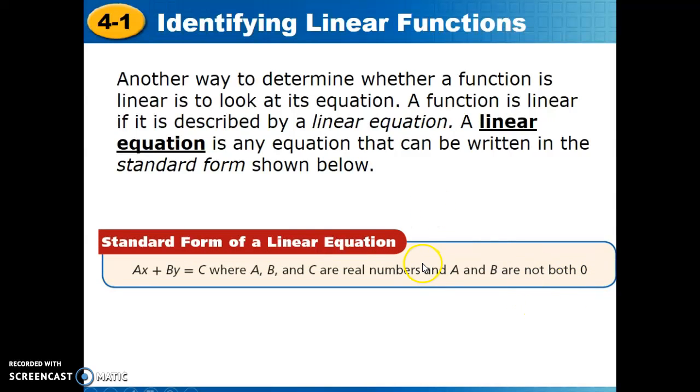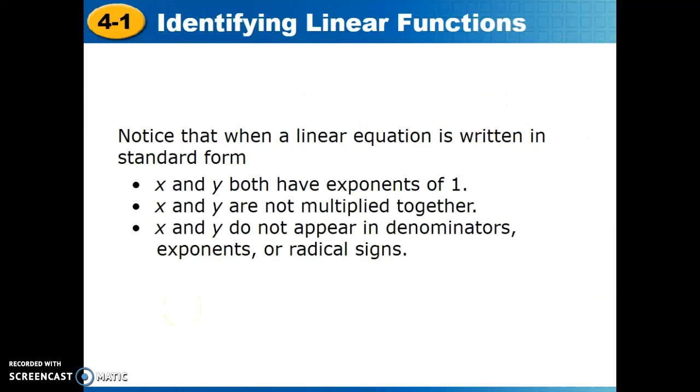The next thing that we can look at is the equation itself. It says a function is linear if it is described by a linear equation. A linear equation is an equation that can be written in standard form. This is our standard form. Notice x and y are on the same side of the equation, and a, b, and c are real numbers. X and y stay as variables. A and b cannot both be 0.